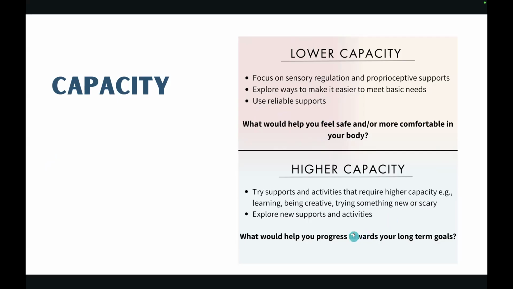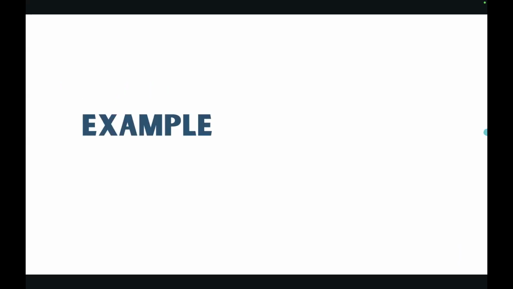If somebody says they have higher capacity, that's when now we can look at maybe more of those creative thinking interventions, more socializing, trying new scary things in line with their values, and exploring new tools. So what would help you get to your long-term goals? And yeah, those are the different variables that I like to keep in mind when working with somebody. Now we'll get into the example.